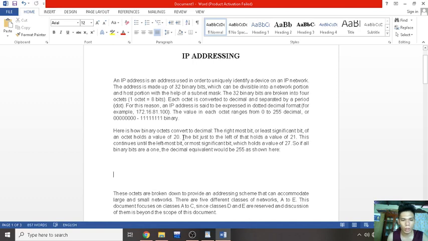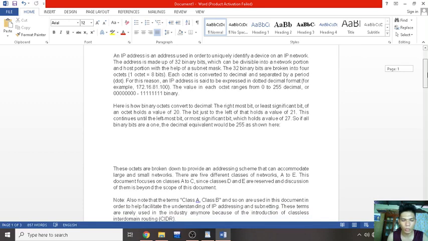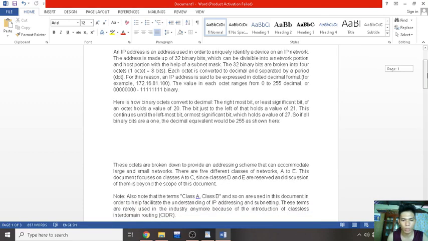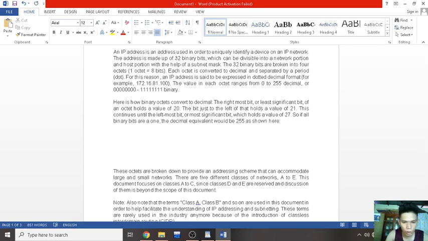Here is how binary octets convert to decimal. The right-most bit, or least significant bit, of an octet holds a value of 2 to the power of 0. The bit to the left of that holds a value of 2 to the power of 1. This continues until the left-most bit, or most significant bit, which holds a value of 2 to the power of 7. So if all bits are 1, the decimal value equivalent would be 255. We will do an example here. So we will put 1, 1, 1, 1, 1, 1, 1 and 1.